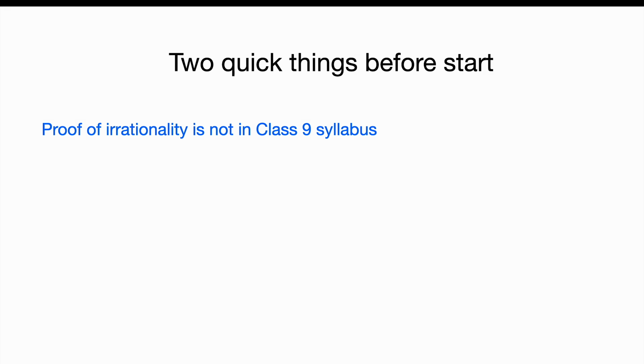I did this proof only for all of you to have a very clear understanding on why we have numbers like root 2, root 3 not being a rational number.